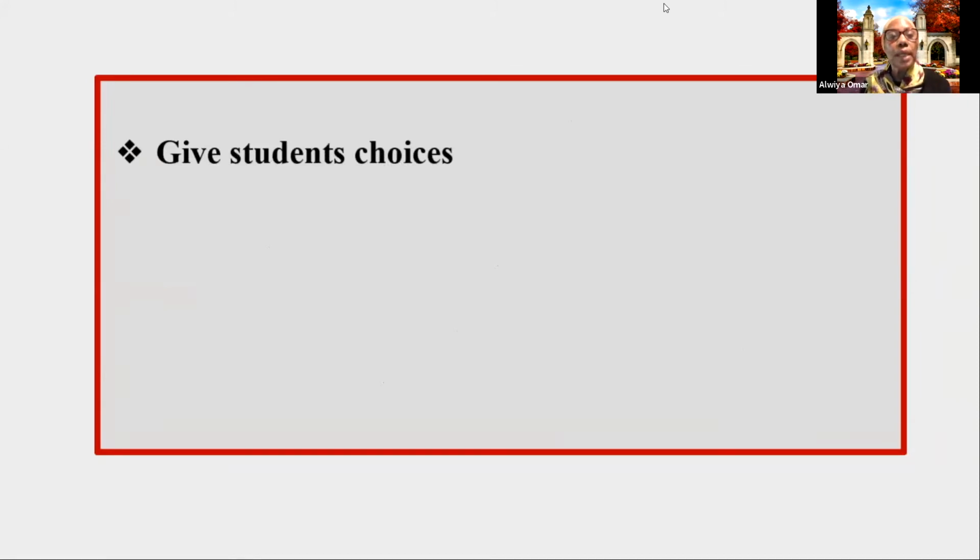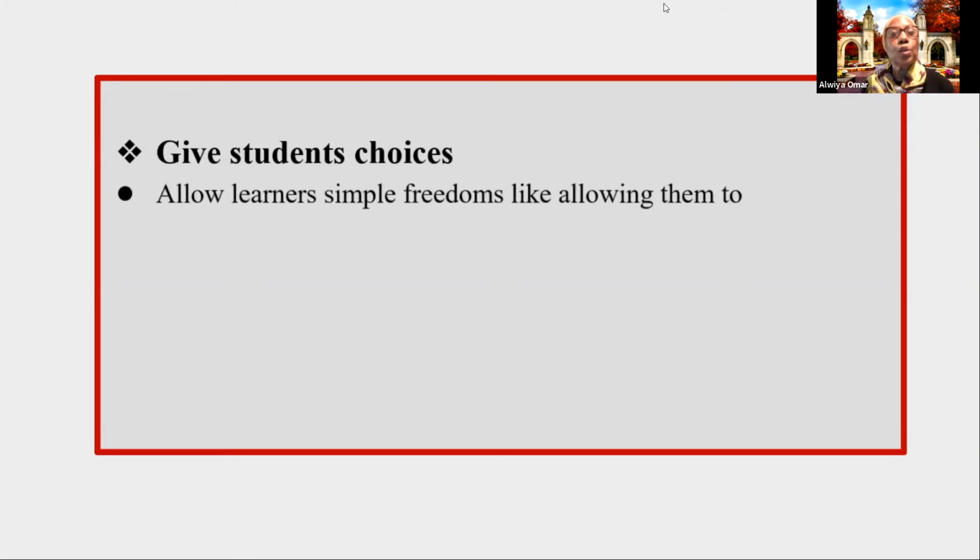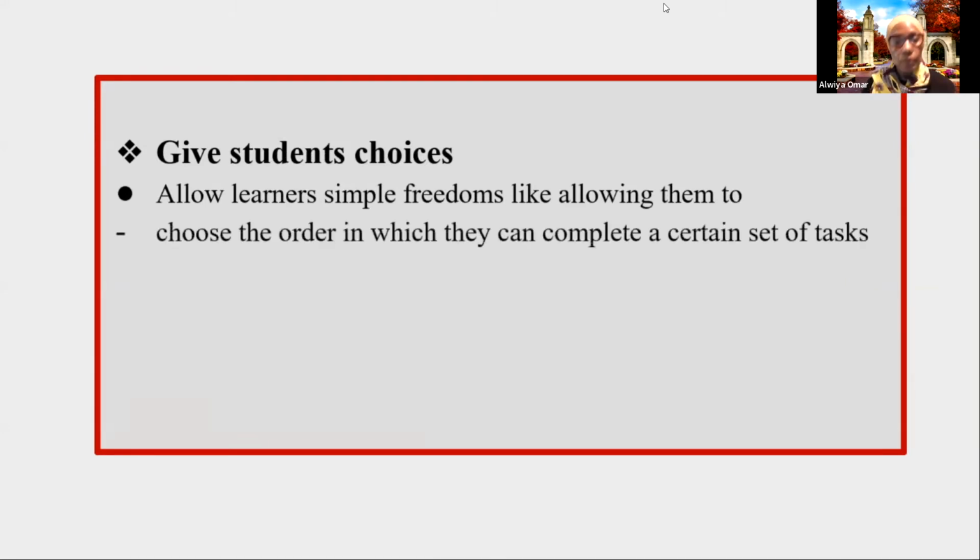And give students choices. This is very important in order to get students more involved and motivated. So allow learners simple freedoms, like allowing them to choose the order in which they complete a certain set of tasks. So they've been given a task. Give them the freedom to say, at this point we'll do this, at this point we'll do that. So they have the freedom to choose how they do their tasks.